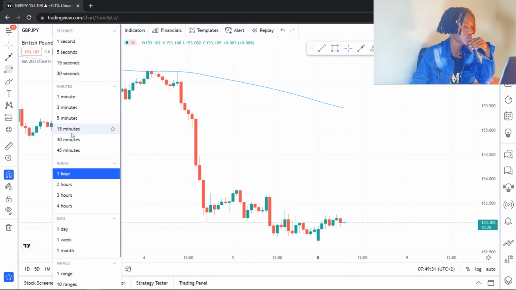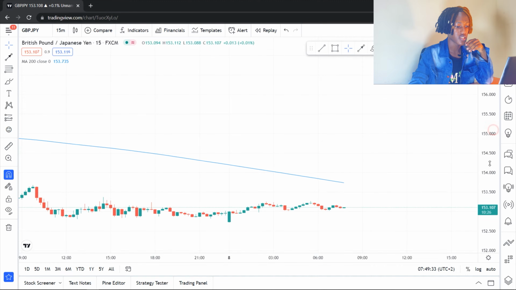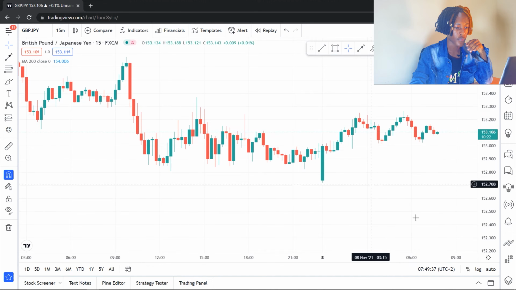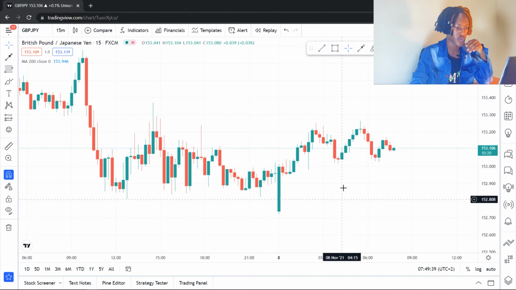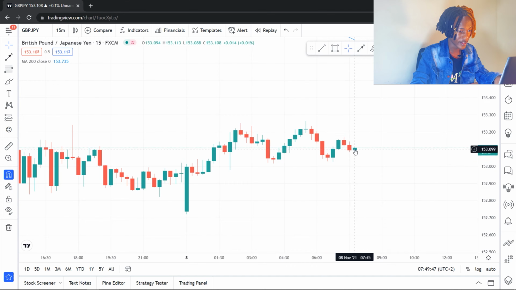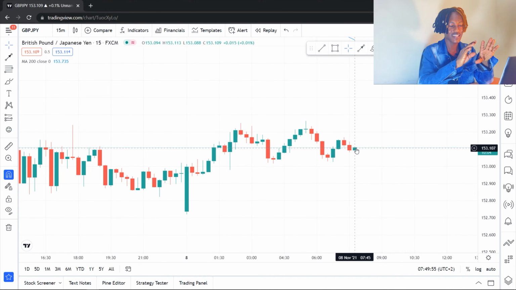If we adjust it to the M15, it means it takes 15 minutes for each candlestick to form. So it took 15 minutes for this candlestick to form, this one, this one, and this one. This one that is happening currently is going to take 15 minutes to close. So that's the basic idea behind these time frames.